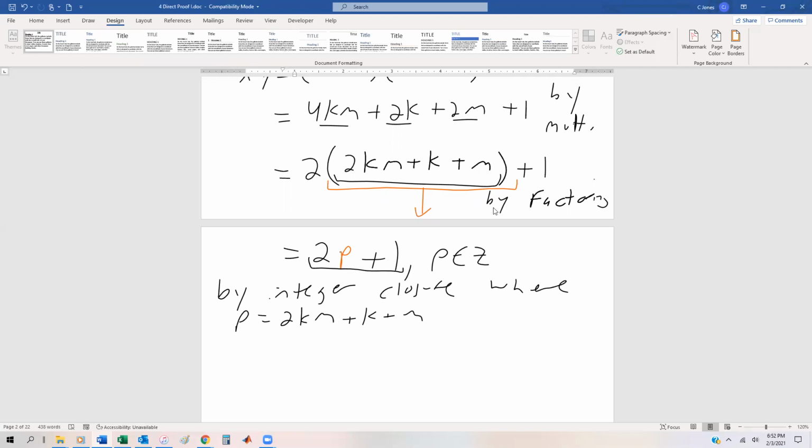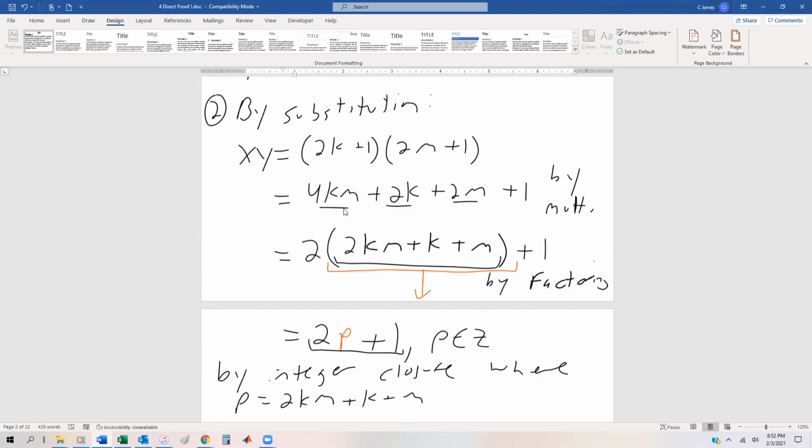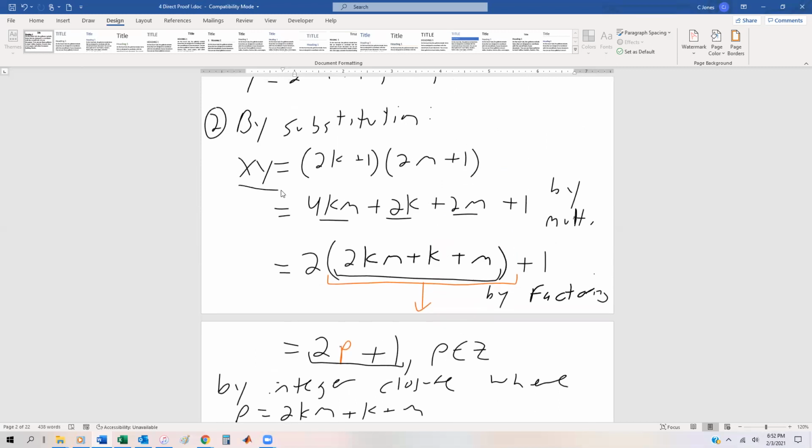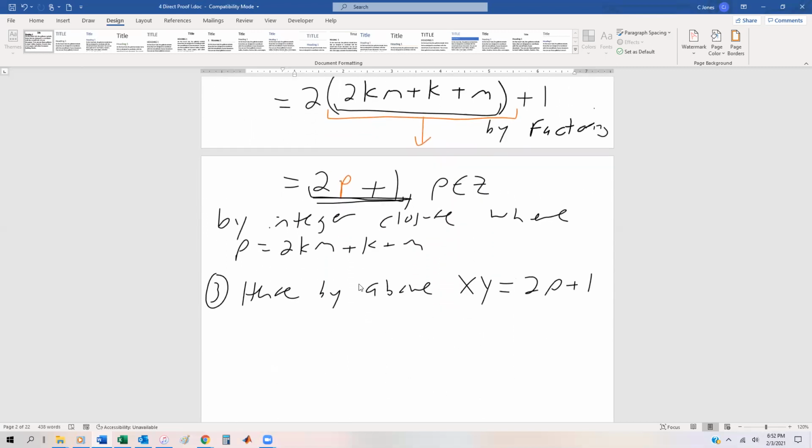So now we can start step 3. We've done all the algebra necessary. So step 3, we could say hence by above, xy is equal to 2p plus 1. Can't we see that right here? We have xy, and eventually by transitivity of equality, it's equal to 2p plus 1. So we can say hence by above, xy is equal to 2p plus 1, which is odd by the definition of odd.